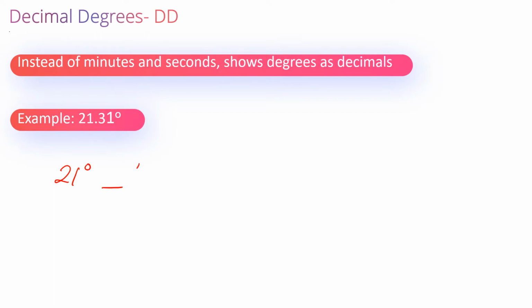The next notation that we use is called decimal degrees, or DD. Here, instead of minutes and seconds, we just show the degrees as decimals. For example, instead of writing 21 degrees, some minutes and some seconds, we write it as 21.31 degrees. So here you can see we wrote the degrees in decimals, so that is why it's called decimal degrees.